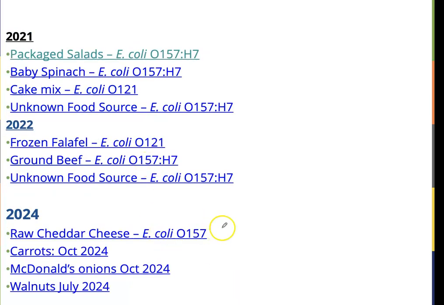In 2024, we have cheddar cheese, carrots, McDonald's onions, walnuts. So, you have to be careful with everything. Nothing is safe really in terms of food. But you hope that your immune system is good, and you want to wash your vegetables and wash your fruits before you eat them.